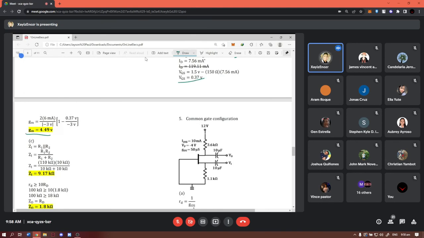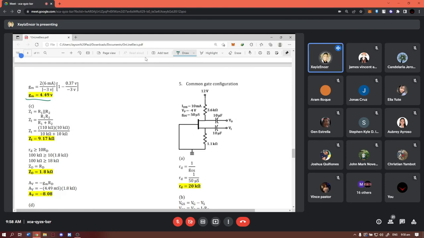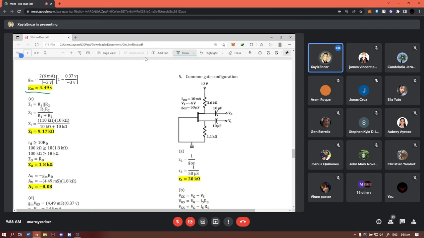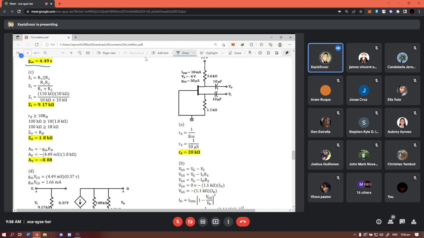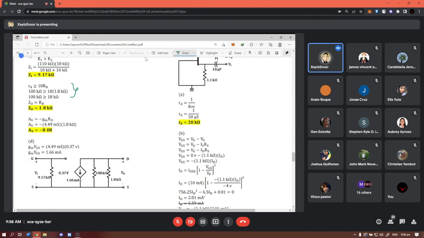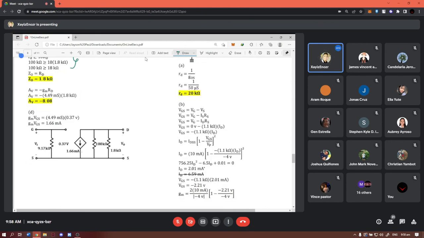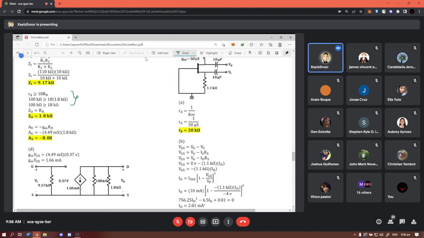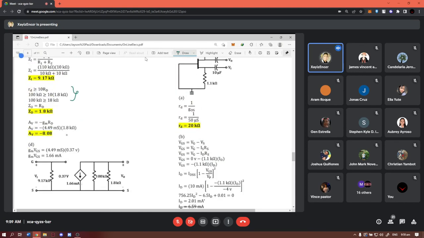Then, you can now determine yung transconductance GM. And after that, you can now determine yung input impedance, that is yung parallel equivalent ng R1 and R2, that is 9.17 kilo ohms. Then, output impedance, 1.8 kilo ohms, kasi satisfied naman yung condition with RD and yung drain resistance. Then voltage gain, multiply mo lang siya. Substitute mo lang, lalagay mo lang siya doon sa AC equivalent circuit. So that's it.